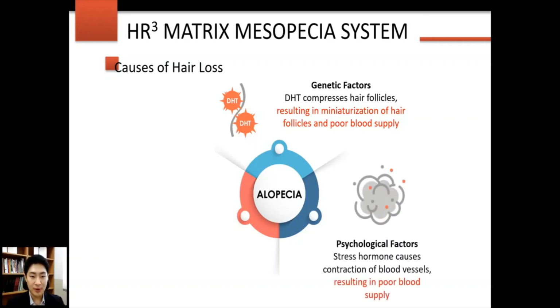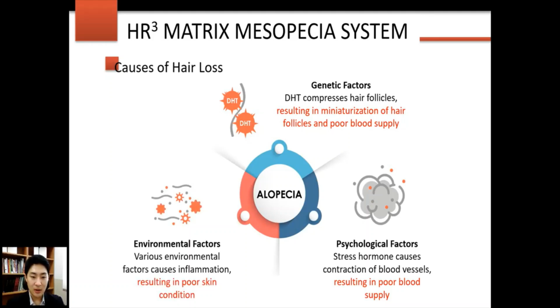When a person experiences stress, a hormone called cortisol is released from the adrenal cortex. This hormone contracts the blood vessels that pass through the scalp, resulting in less blood supply. The reduction in blood supply to hair follicles means that the supply of oxygen and nutrition decreases, and at the same time, waste is not discharged smoothly. As a result, cell division does not occur properly and hair gradually falls out.